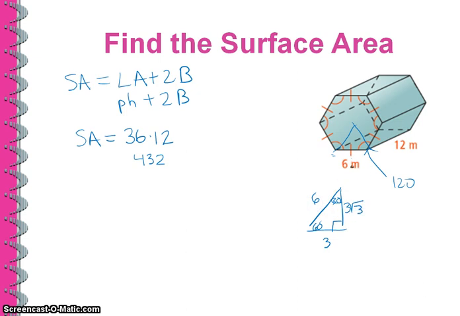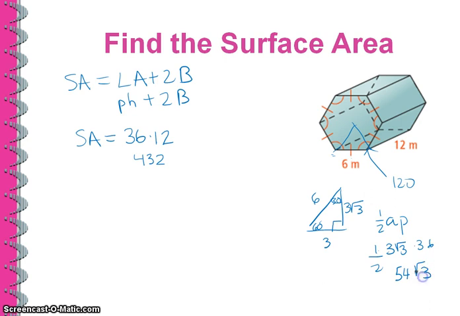If this is 3, then this would be 6, and the apothem would be 3 rad 3. So now to find the area of the base, it's 1/2 times the apothem times the perimeter of the hexagon. So that'd be 1/2 times 3 rad 3 times the perimeter, which in this case is 36. And that simplifies to 54 rad 3.